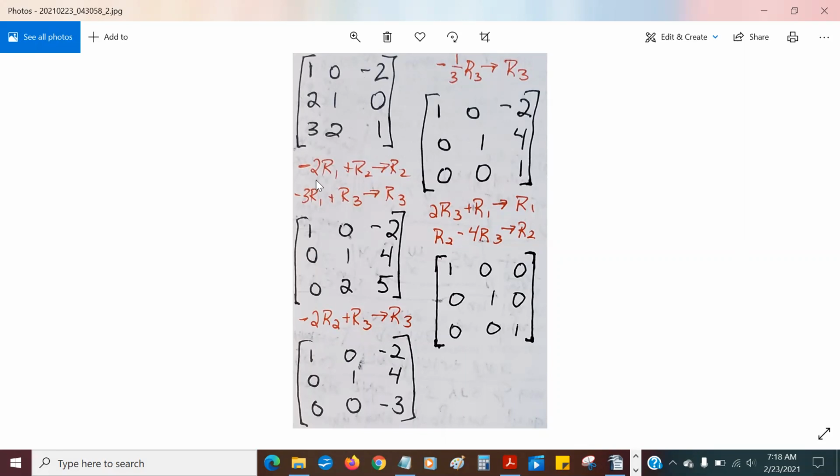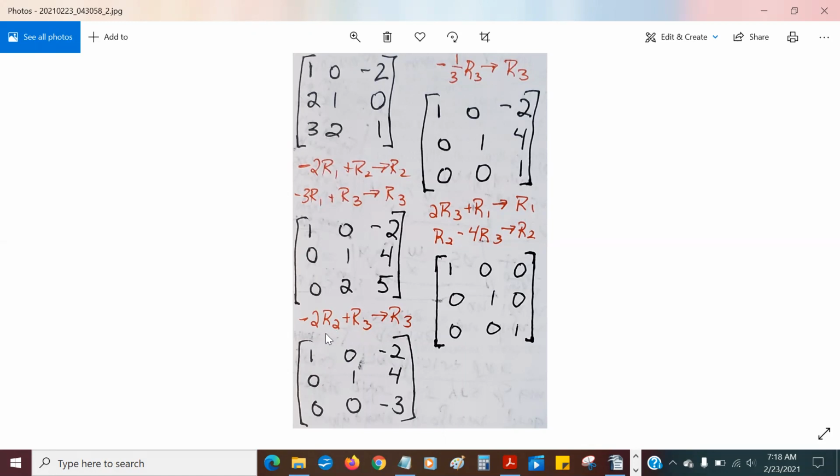I took negative 2 times row 1 plus row 2, and that became my new row 2. Also, I did negative 3 times row 1 plus row 3, and that became my new row 3. I'm often hesitant to do 2 steps at once because it could mess things up, but these 2 steps are totally independent of each other. That's why I did 2 at once. My row 1 stays the same, 1, 0, -2, but my row 2 becomes 0, 1, 4, and my row 3 becomes 0, 2, 5.